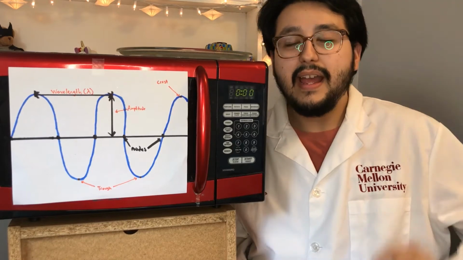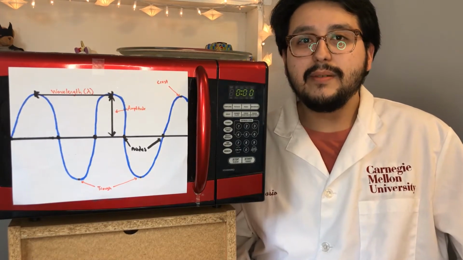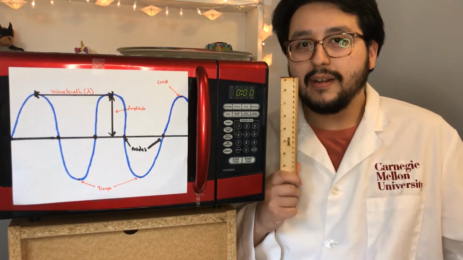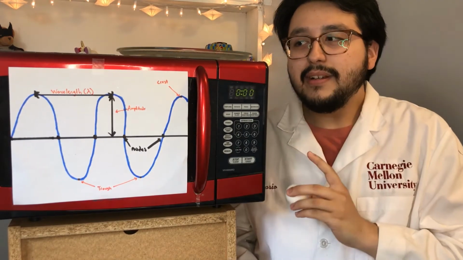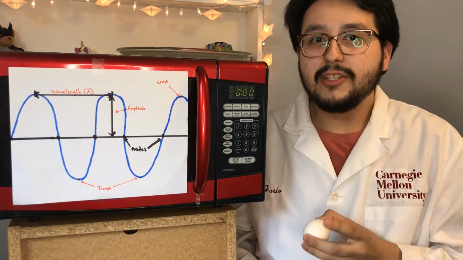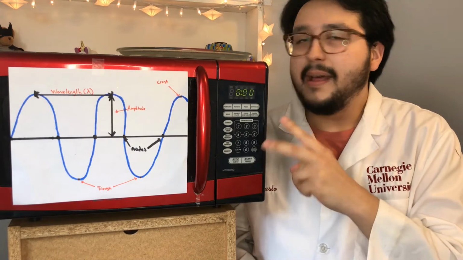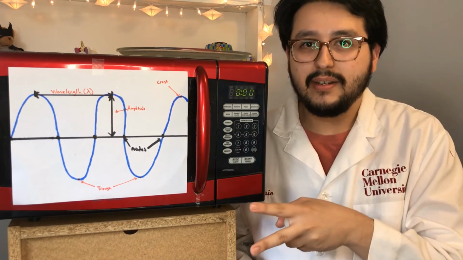Hi, it's Jasio here, and today I'm going to show you how you can measure the speed of light with just a microwave oven, a ruler, and an egg. Now this one definitely requires adult supervision because I had to take down my microwave and mess with the parts a little bit, so you shouldn't do this on your own.